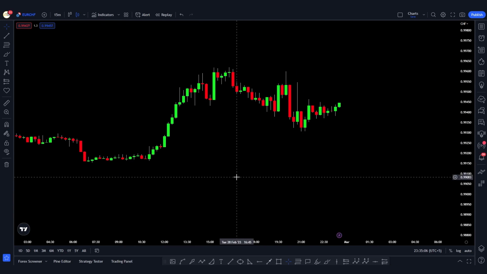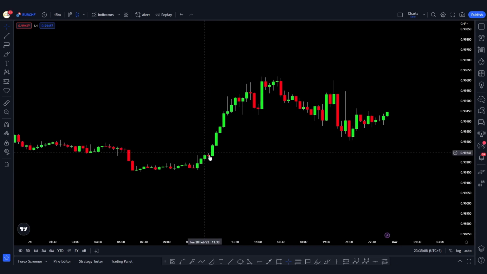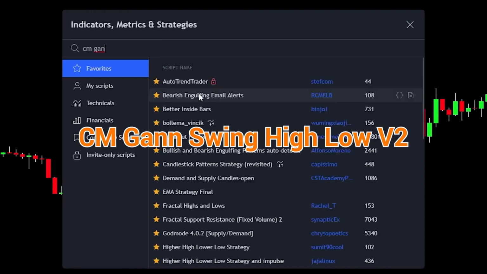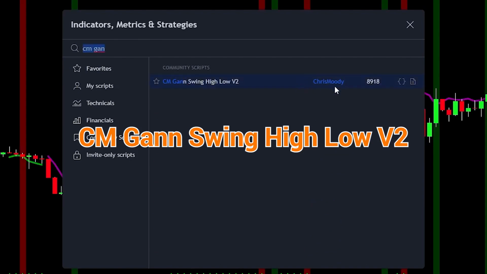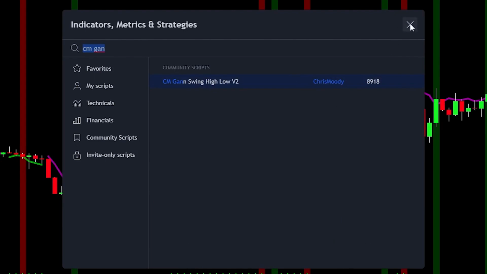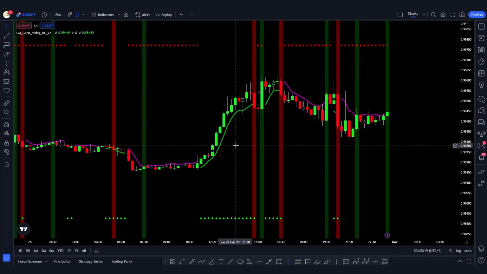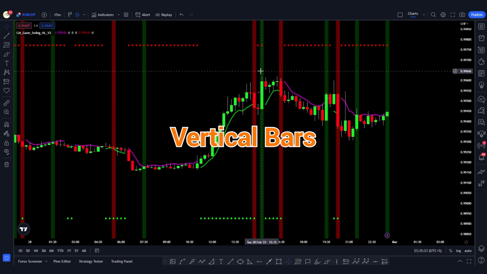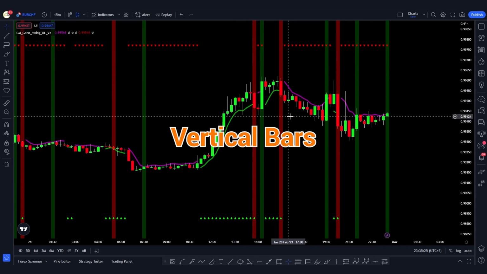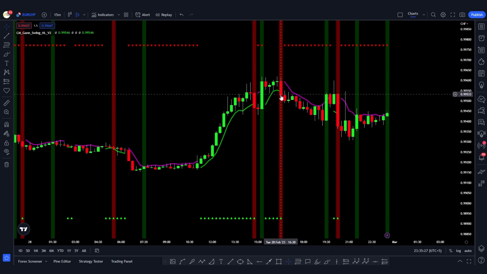All right, so now let's go ahead and talk about the indicator in the second place, and that indicator is CM Gann High Low Indicator version 2. So we can add this to a chart, and this indicator is created by Chris Moody. Now this indicator draws a lot of drawings onto the chart. First of all, let's talk about these vertical bars, and these bars are used as buy and sell signals. These bars are pretty accurate on their own.